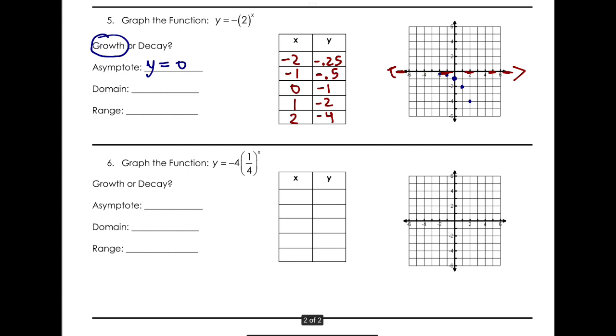So now it's coming this way to approach 0, and I'm connecting the dots that way. Graph doesn't have to be perfect.